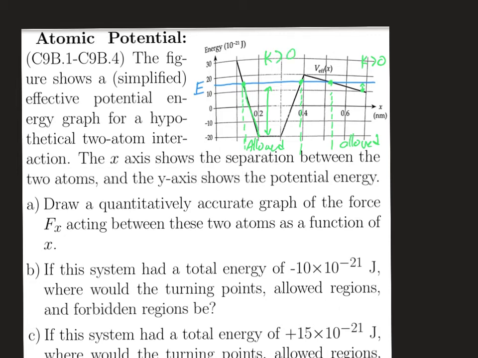In between, meaning closer than whatever that intersection point is, those regions are forbidden. Because the potential energy is above the kinetic, and that implies that the potential energy is above the total energy, and that implies the kinetic energy is negative, and that cannot happen. So those are forbidden.